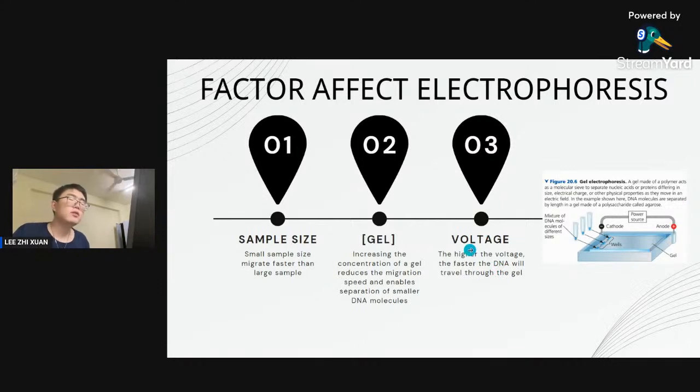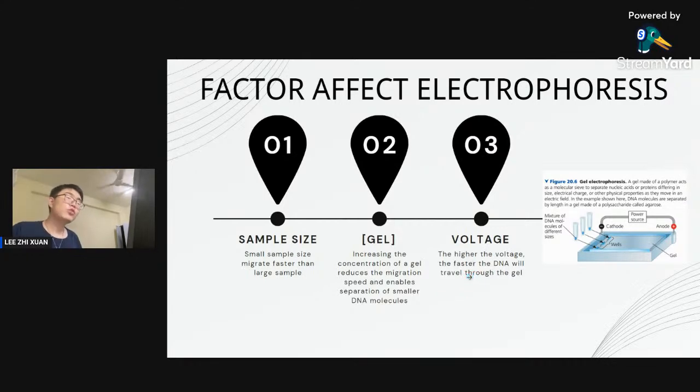But normally we cannot apply too high voltage, because too high voltage can denature the DNA and also the protein structure. So normally voltage, although it is one of the effects, we are not using that. We are not using this as the main procedure to increase the speed of the running.